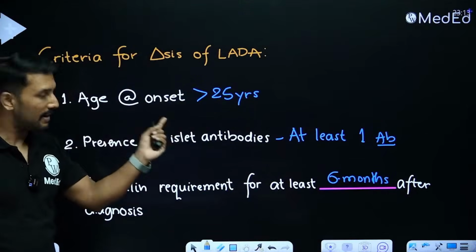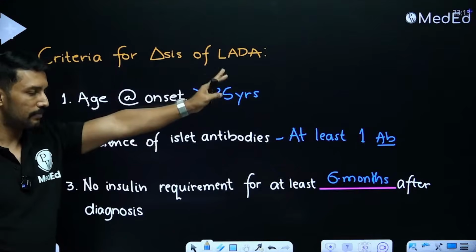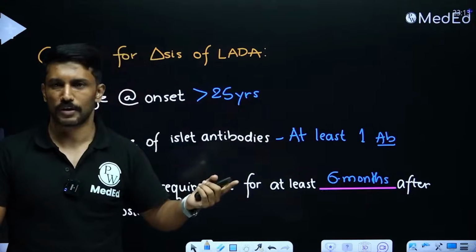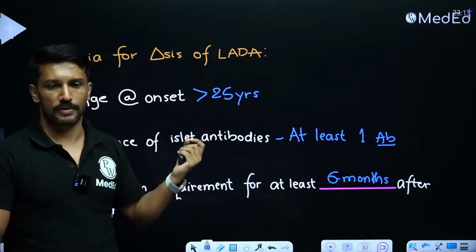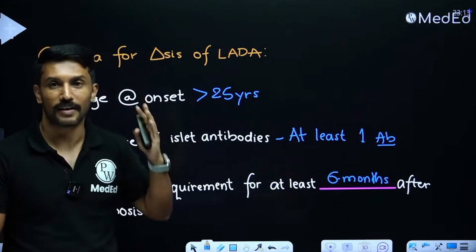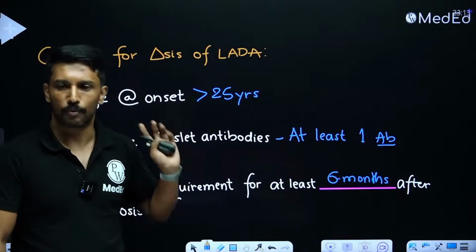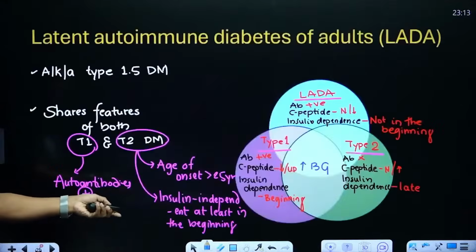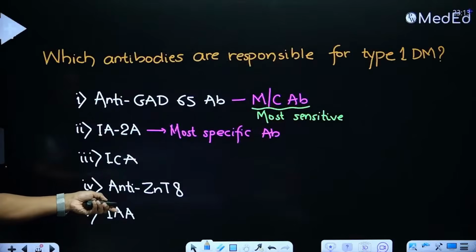So basically, antibody positive diabetes presenting after 25 years and initially not requiring insulin is LADA. Antibody positive diabetes presenting before 25 years and requiring insulin on the day of diagnosis itself is type 1 diabetes mellitus. Okay.